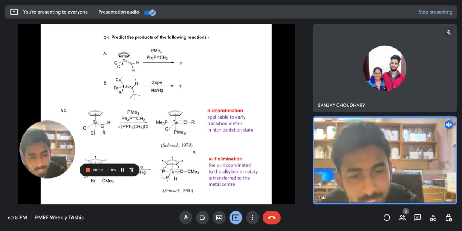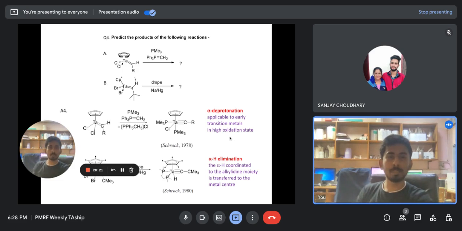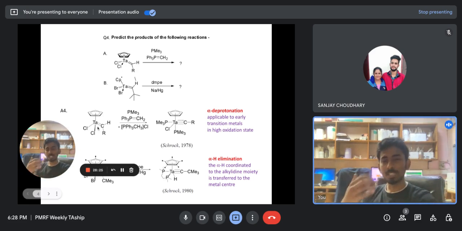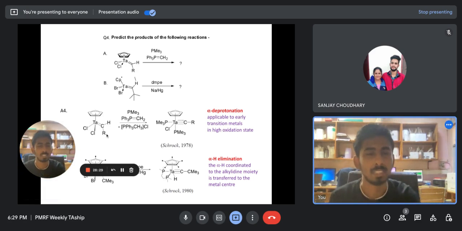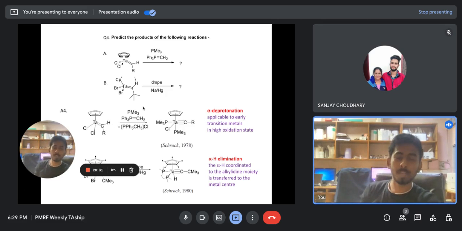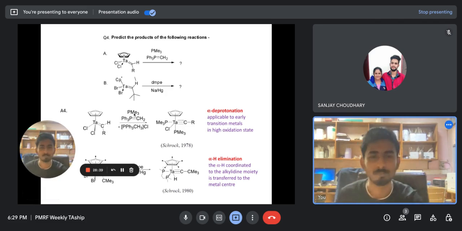Schrock, Nobel laureate, in 1978, which is actually able to form only with early transition metals in high oxidation state. Here tantalum is present in +5, that is quite a high oxidation state, and it is an early transition metal. That's why the alpha deprotonation by the aid of Wittig's reagent takes place, and also Cl- is released, and the electron count will be stabilized by this PMe3.